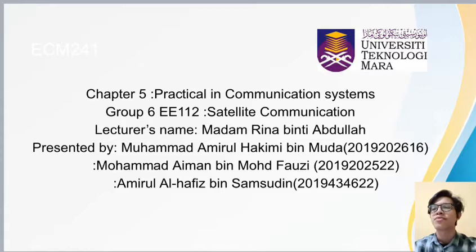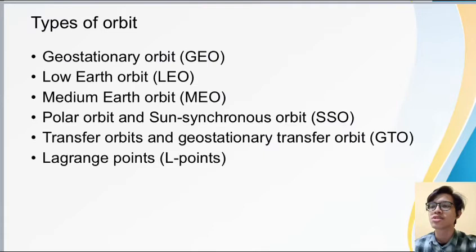Okay. Today I want to present about the sketch and types of satellite orbit. The satellite orbits can be seen in the picture on the slide. There are six types of orbit: geostationary orbit (GEO), low Earth orbit (LEO), medium Earth orbit (MEO), polar orbit and sun synchronous orbit (SSO), transfer orbit and geostationary transfer orbit (GTO), and last one, Lagrange points (L points).